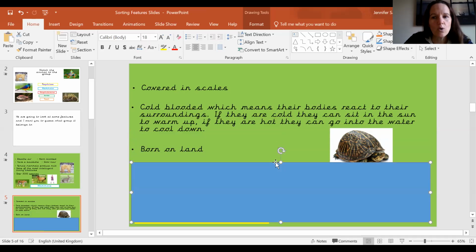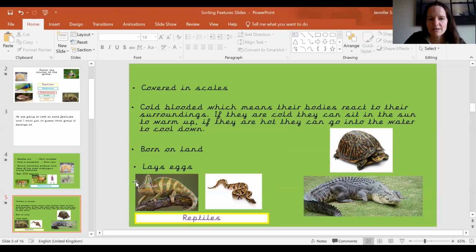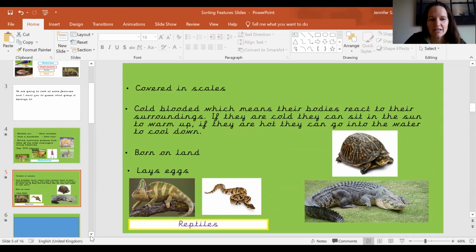These animals are born on land. So we know that amphibians and reptiles are covered in scales, but reptiles are born on land, aren't they? So well done if you said reptile, and they also lay eggs. So we've got tortoises, snakes, chameleons, and crocodiles. Let's have a look at the next one.